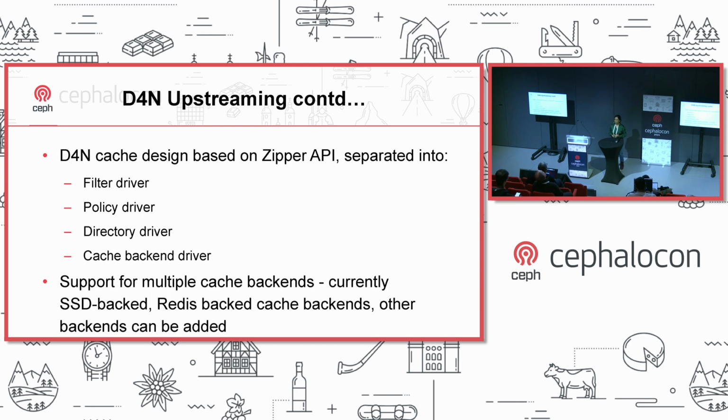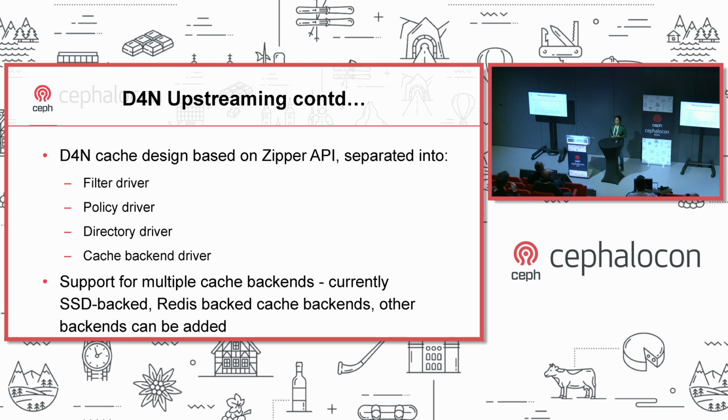So the D4N code is out there by the students. They have the results also out there. But a lot of it has to be rewritten so that it fits into the current architecture of RGW. So the cache is based on the Zipper API, which is highly extensible and composable, and is separated into 4 drivers: the filter driver, the policy driver, the directory driver, and the cache backend driver.